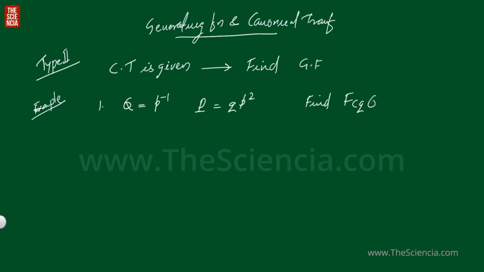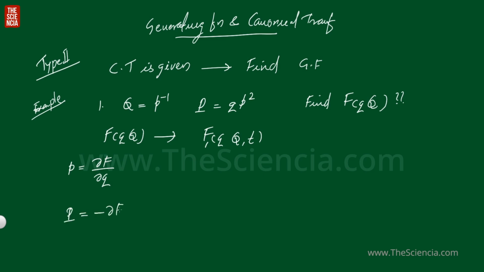f of q, Q. Here the generating function is given, that is f of q, Q, t, and this is nothing but f1. And for f1 the missing coordinates are p is equal to dou f by dou q, and another missing coordinate, that is capital P is equal to minus dou f by dou Q.